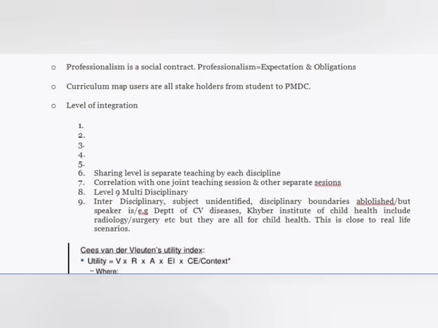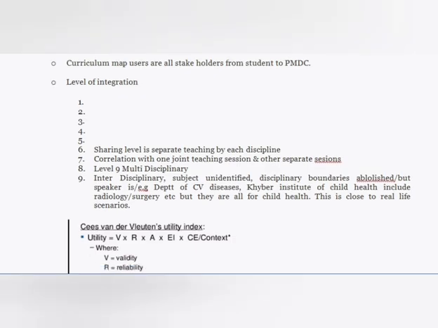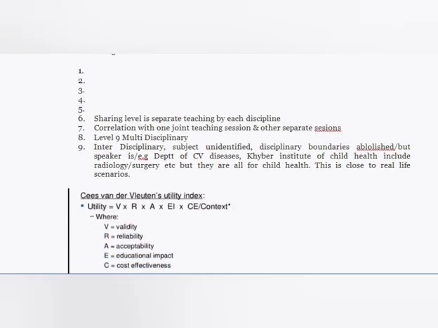Curriculum map is used by all stakeholders. Sharing level is a separate teaching by each discipline. It is level 6 of integration. Correlation with one joint teaching session with other separate sessions is level 7. Level 8 is multidisciplinary. Level 9 is interdisciplinary.